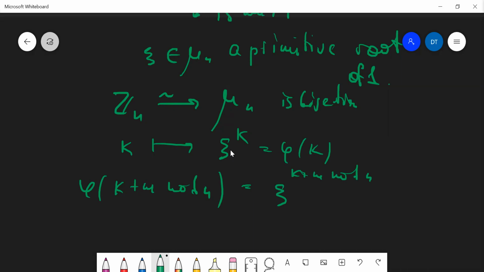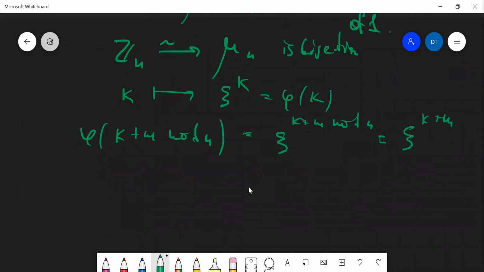But since psi is a primitive root of order n, this is exactly the same as psi to the power of k plus m, because psi to the power of n is equal to 1. And then this is psi to the k times psi to the m, and this is exactly the same as phi of k times phi of m.